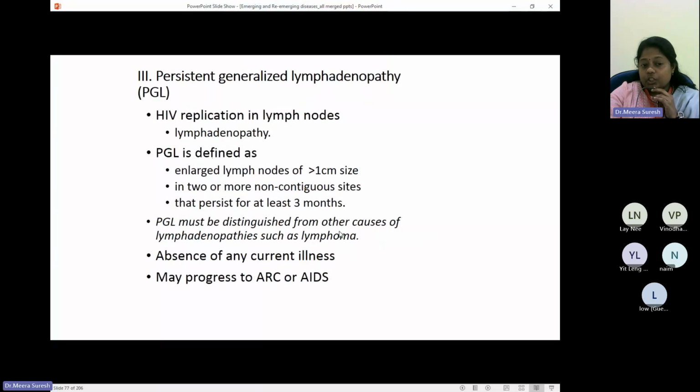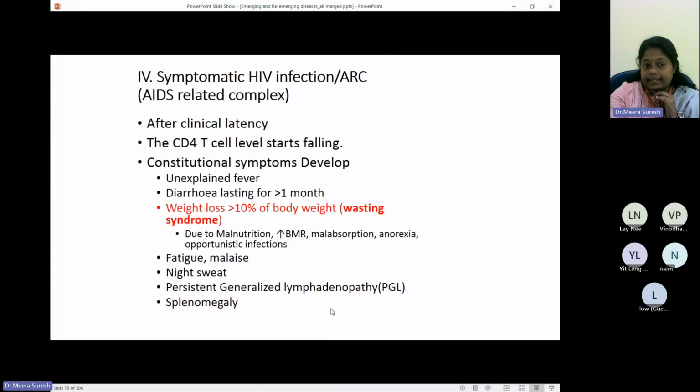PGL must be distinguished from other causes of lymphadenopathy such as lymphoma. This enlargement of the lymph node can also happen in cases of lymphomas like Hodgkin's lymphoma and non-Hodgkin's lymphoma, which are actually cancerous conditions of the lymph nodes. So we need to differentiate the PGL of AIDS or HIV from the lymphadenopathy seen in lymphoma. There won't be any current illness, but later it can progress to ARC or to AIDS.